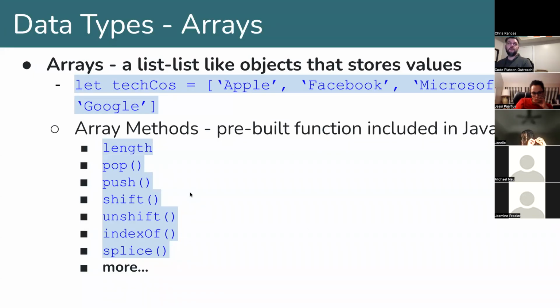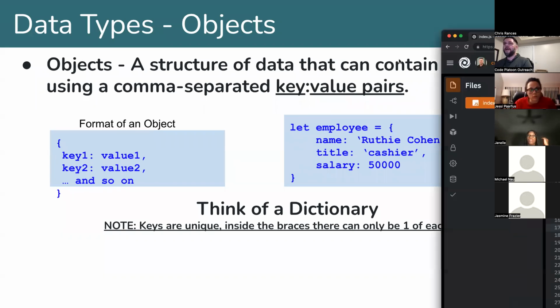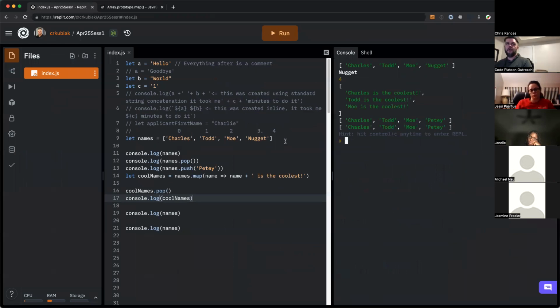All right, so data types: objects. Objects are a structure of data that can contain many values using comma separated key value pairs. Arrays will look like this. Because you have an index value, unless I physically move something to another part of the array with an operation, every time I look at names, Charles will always be in the first position. There is a guaranteed order to arrays. Every time I look at names zero, I'm going to see Charles. Every time I look at names one, I'm going to see Todd, unless I do something to change what's in here.